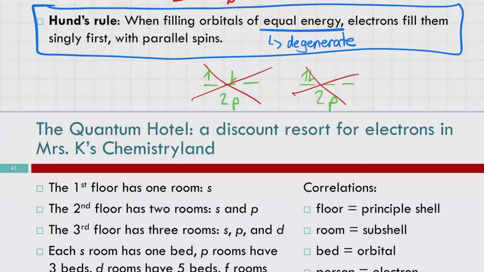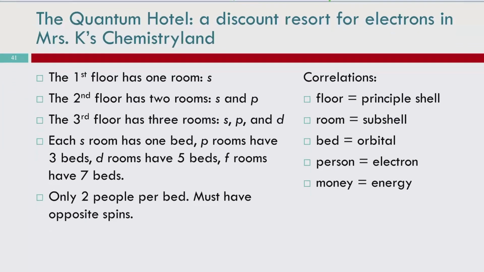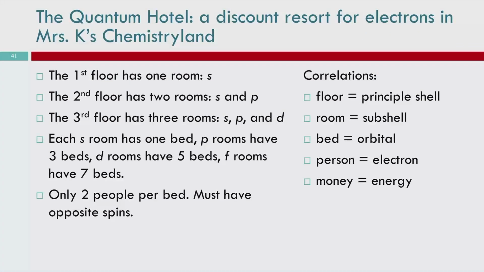All right, a way that we can think about it that might be helpful, we're going to Mrs. K's chemistry land. Not my chemistry land, Mrs. K's chemistry land. Not my wife, my mother. So in Mrs. K's chemistry land, the Quantum Hotel is where the electrons love to stay. It's a discount resort. The electrons are cheapskates, as it turns out. They will take the first room, the cheapest room that they possibly can. And it's a little bit of a pyramid scheme for the layout of the hotel.